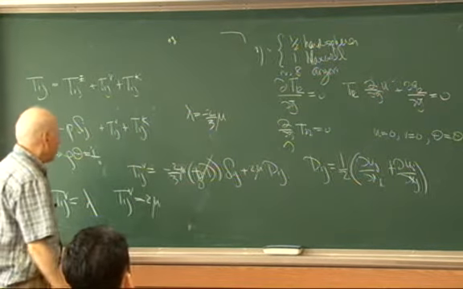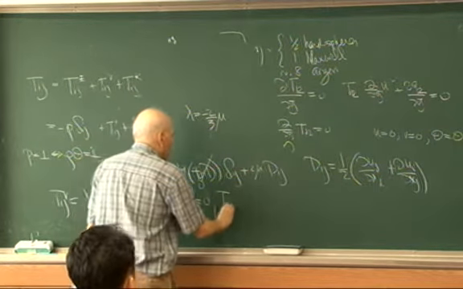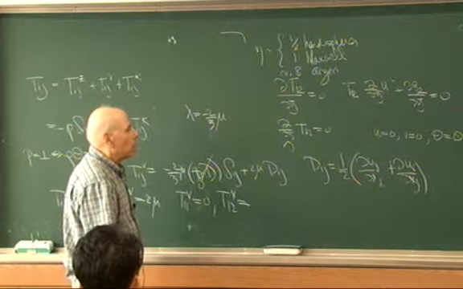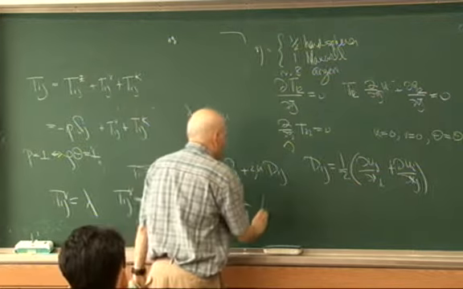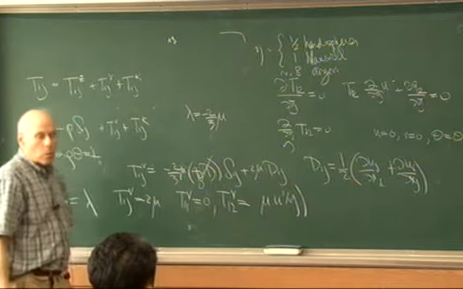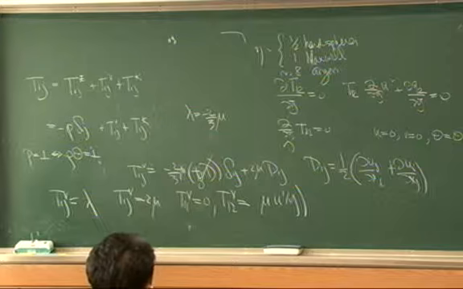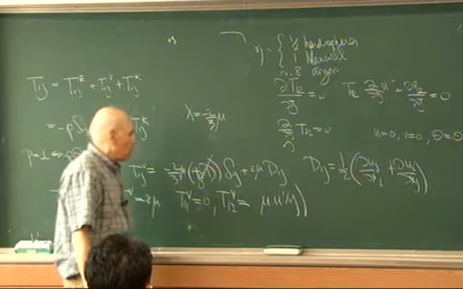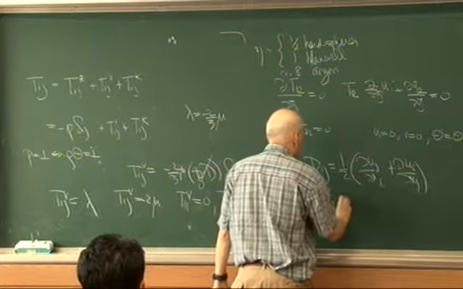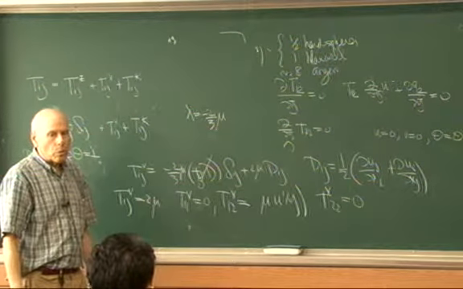So d11 is 0, so t11v equals 0. t12v is 2 mu dij, which is mu u prime of y. Okay? Now I have to be a little careful. Then t22v equals 0. So the only viscous contribution is the 1, 2.